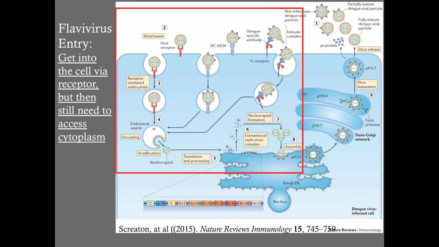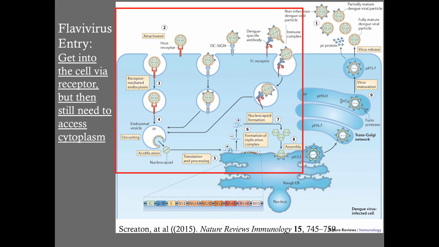So, as I said, we start off with attachment to some receptor. Generally it's clathrin-dependent endocytosis, so you wind up in an endosome, the early endosome, and then the late endosome, so the pH goes down as you progress. When you get to a low pH, say about 5.7, that triggers a conformational change in the envelope, which allows fusion and release of this nucleocapsid.